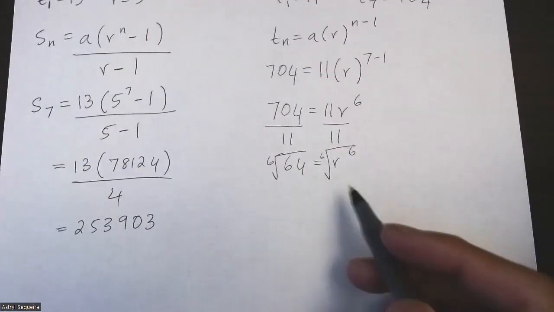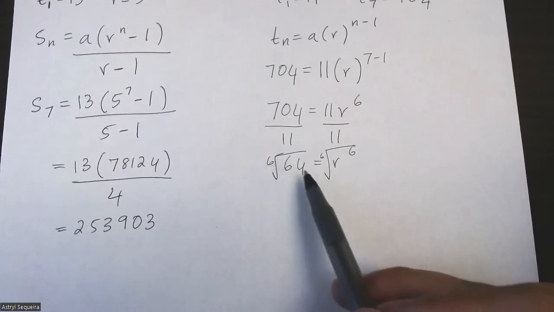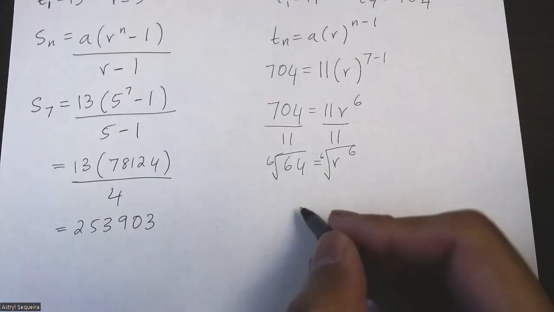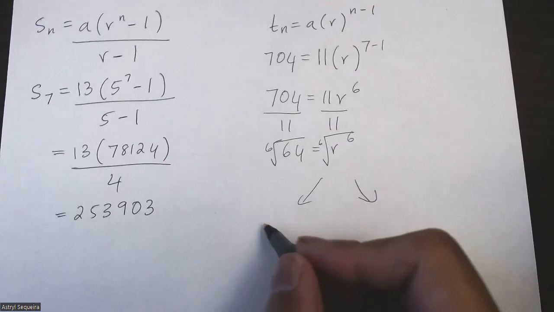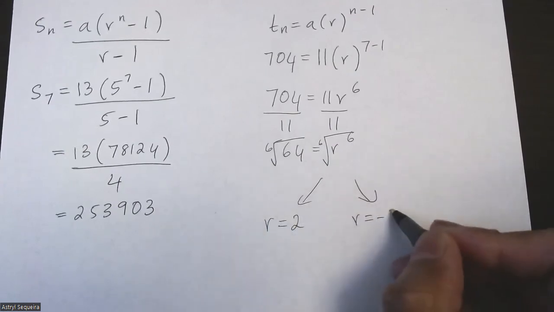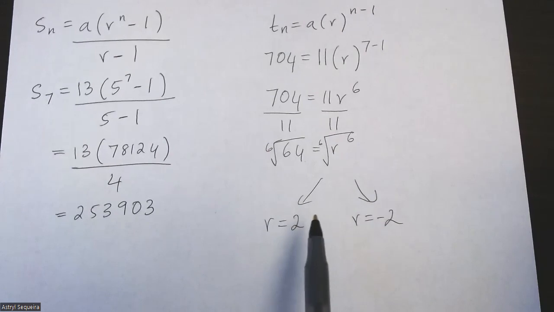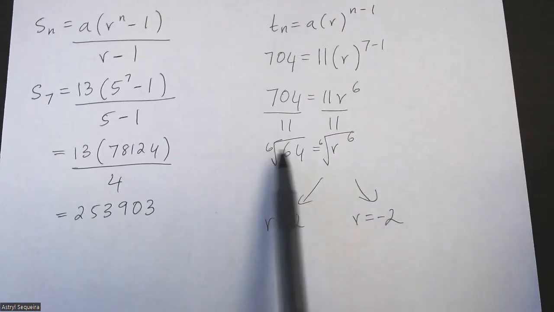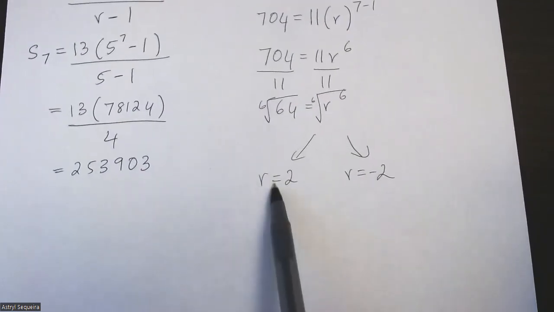Now this is a bit tricky here, but when you do the even root of a number, not the odd root of a number, you have 2 possible solutions. Anytime you do the even root, you can have a positive solution or you can have a negative solution. And again, remember that only works for even roots. For odd roots, there's only one solution. It'll be either positive or negative depending on the number inside.